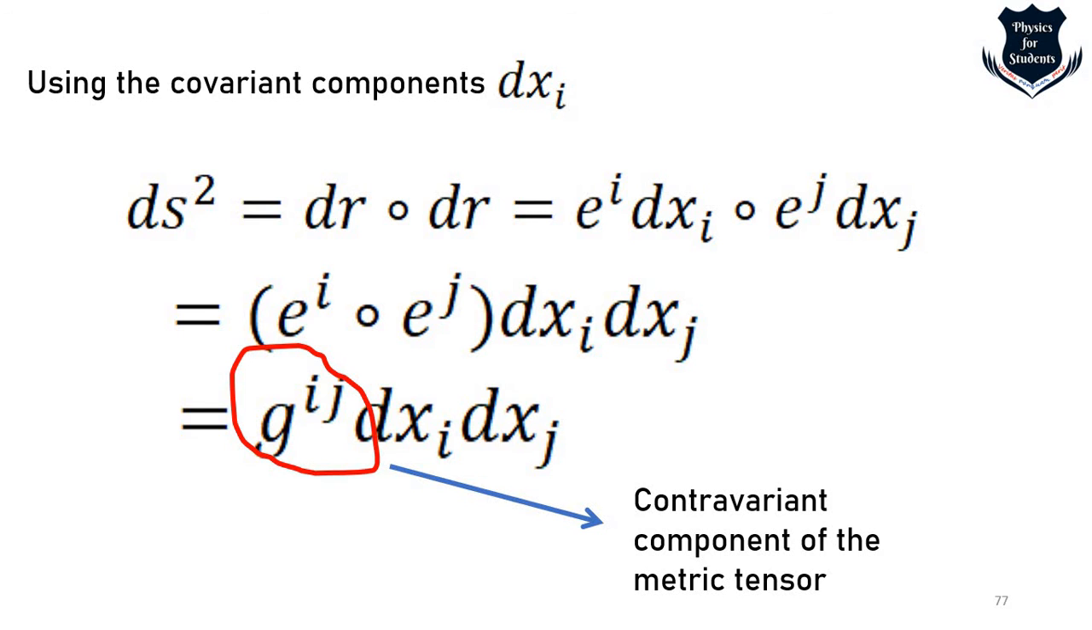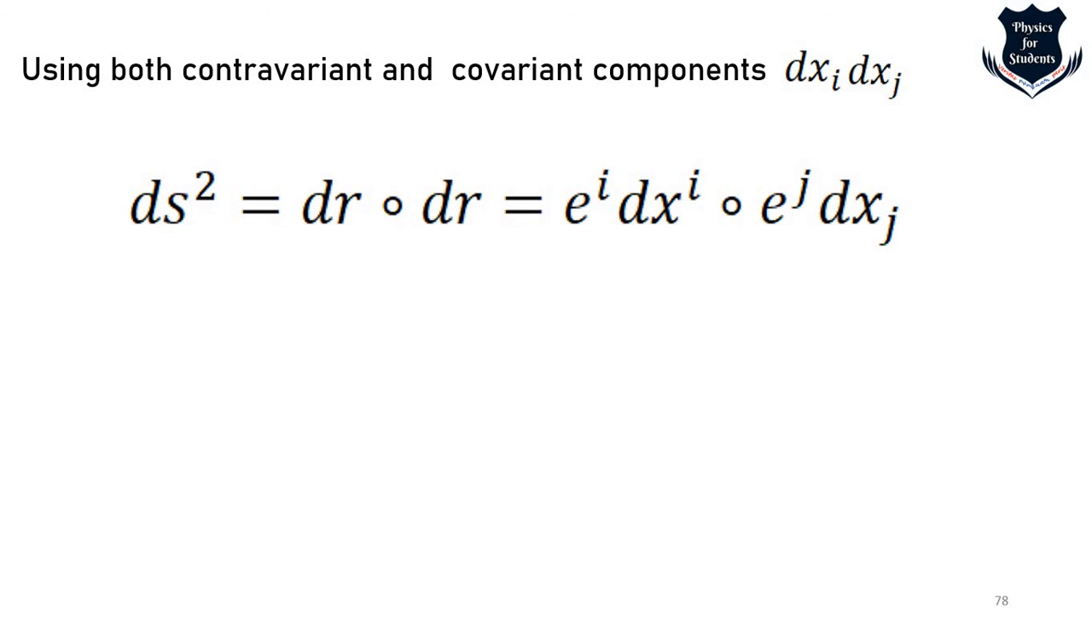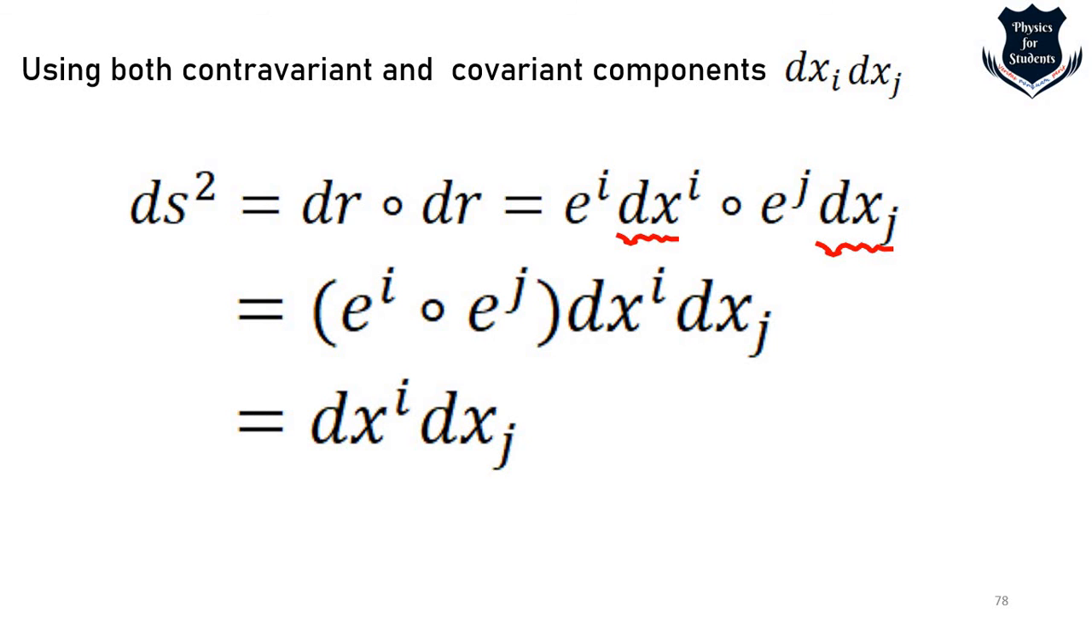Now what if we apply both? It is called a mixed tensor. Anyway, I don't want to go into that. What if we apply both? We get this. So these red lines are using both contra and covariant. We get this and we get this.